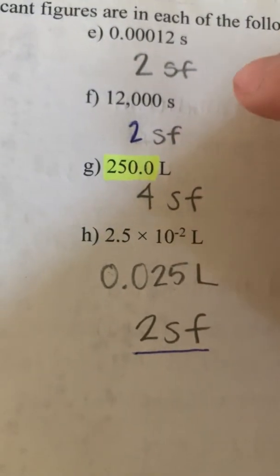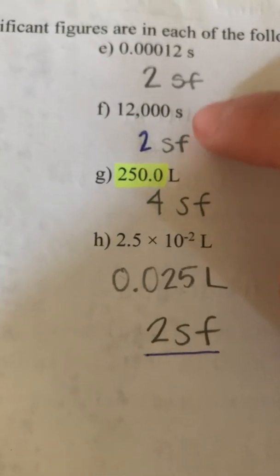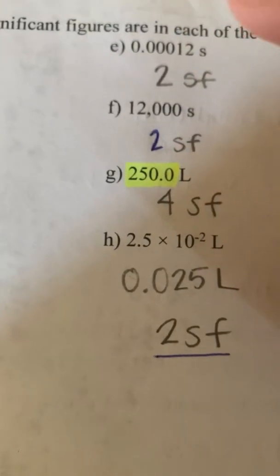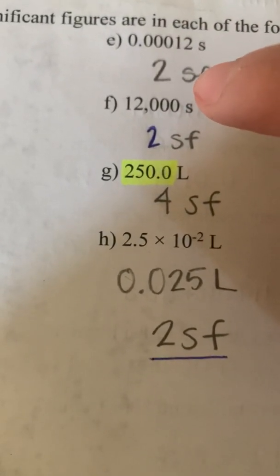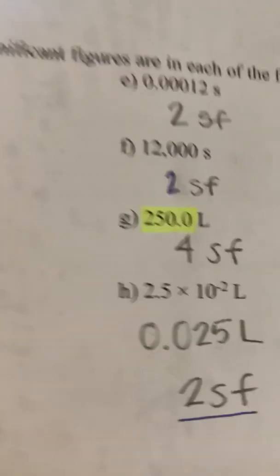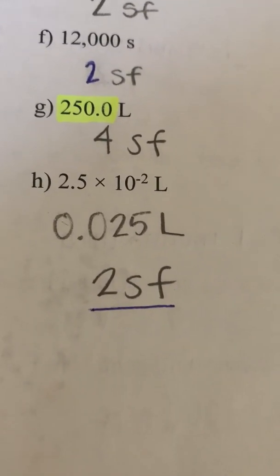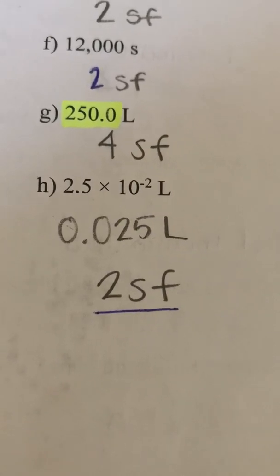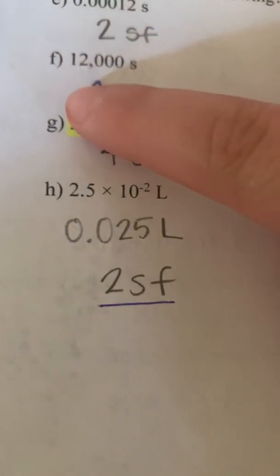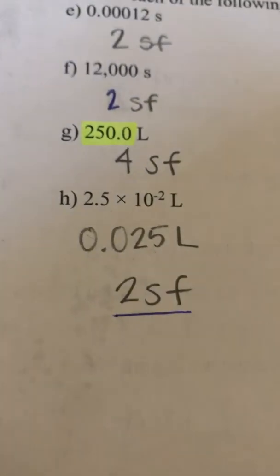Next one, so these ones are tricky, but you just go ahead and refer back to the book. But for letter F, I would only end up with 2 significant figures because there's a comma, not a decimal. For letter G, it says 250.0 liters. So same thing again, I referred back to the book and ruled out my rules, and I counted 1, 2, 3, 4 significant figures. Anything that comes after a real number or whole number.